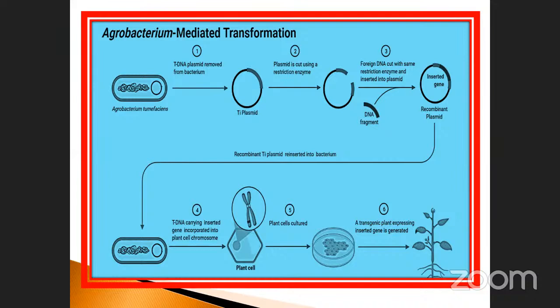After the recombinant plasmid, again what happened? This complete setup is inserted into the same one. This bacteria is called E. coli. After the recombination is completed, what happened?